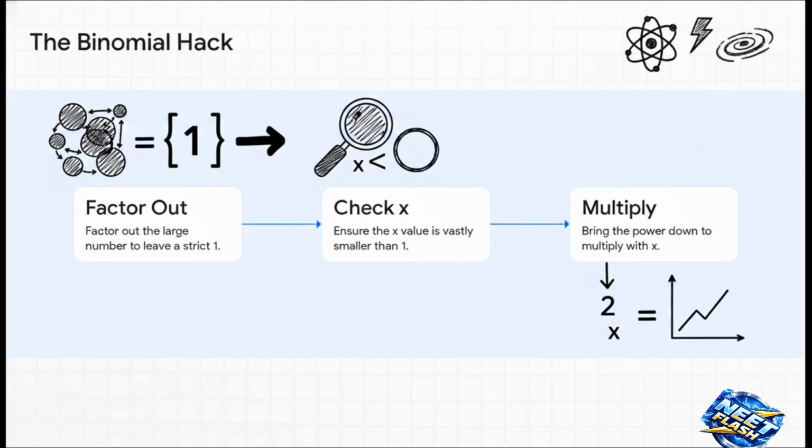Step 1, and honestly, this is where most people fail. You absolutely must factor out the large number to leave a strict 1 inside the bracket. For 25.01, you don't just split it into 25 plus 0.01. No, you factor out the 25 completely, which leaves you with 1 plus 0.01 divided by 25.